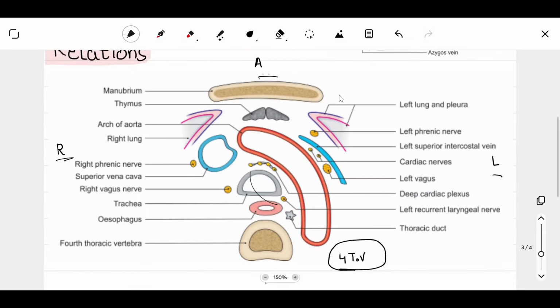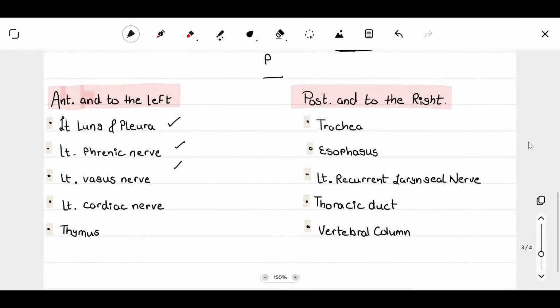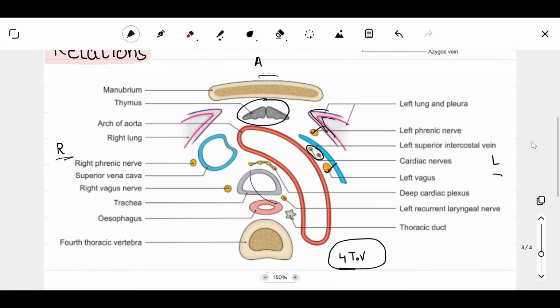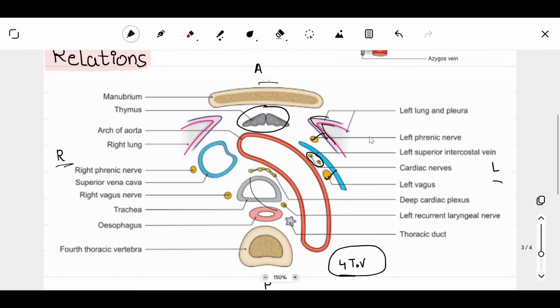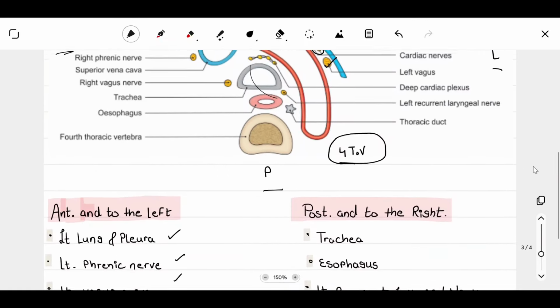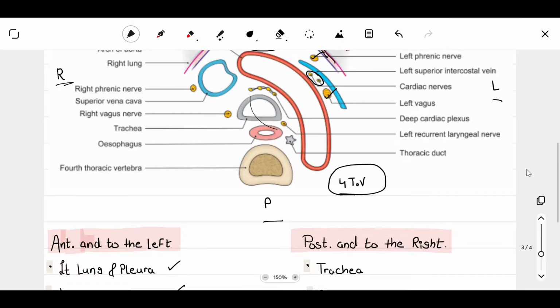So this is our left lung and its pleura. This is our phrenic nerve. This is the vagus nerve. Left relations also include left cardiac nerves, and anteriorly I have thymus. So left cardiac nerve and thymus. So once you keep this image in mind, you will easily be able to note down the relations of any anatomical structure.